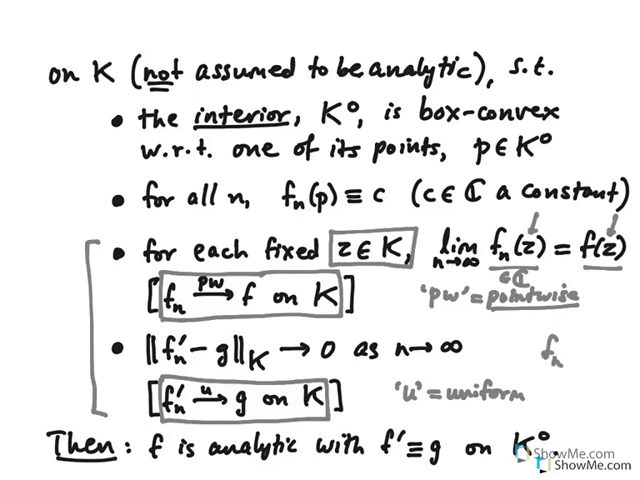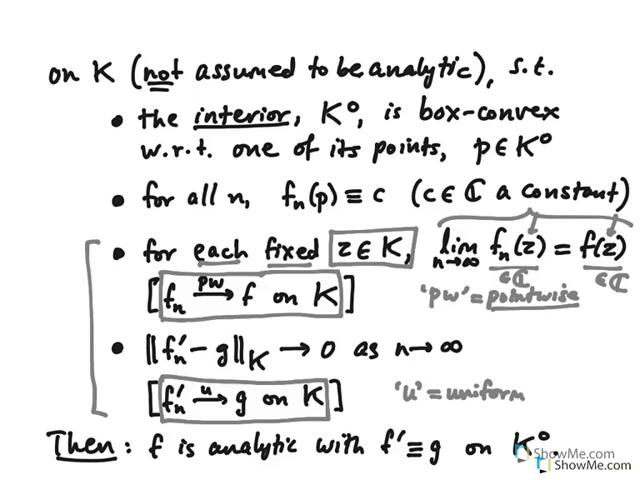If I write fn, that's a function. But if I write fn of z, that's a number. And then this also is a number, f of z. And then this is just the ordinary sense in which a sequence of numbers can approach a number. But it has to hold for each z in K.